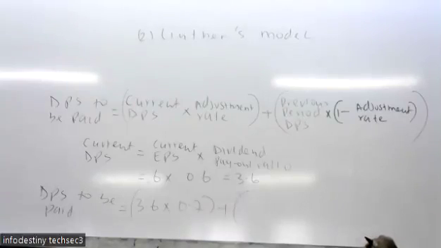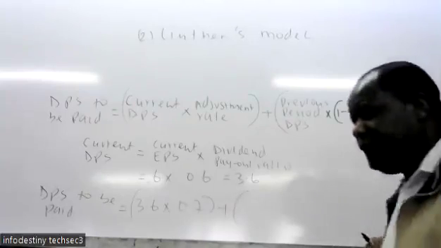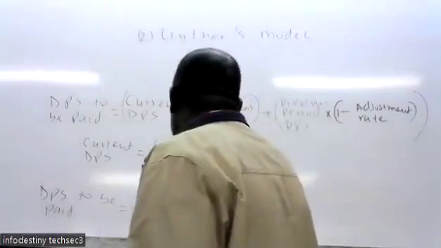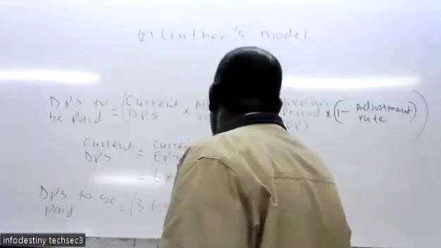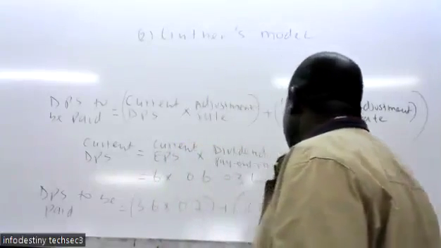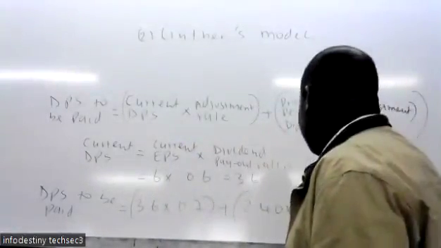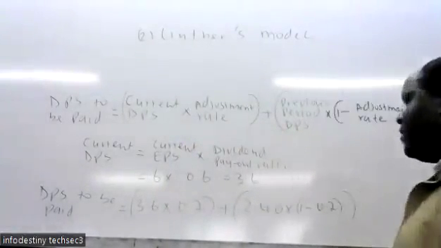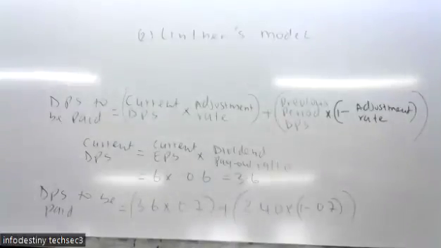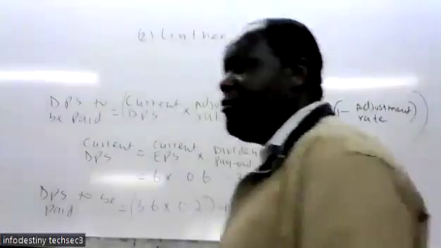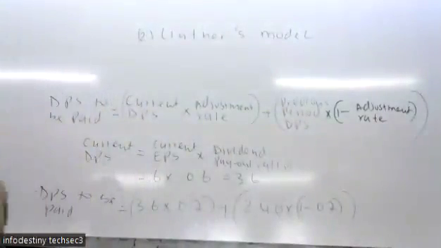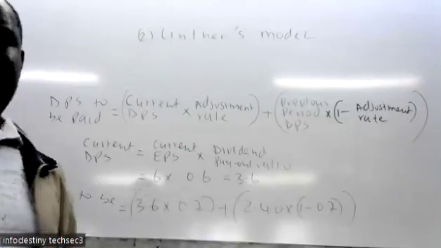Are you able to see the dividend per share for the year 2015? It is 2.4. Then multiply by 1 minus the adjustment rate. The adjustment rate is 0.7. So that should now give you the dividend per share to be paid when we apply Lintner's model of the dividend policy.